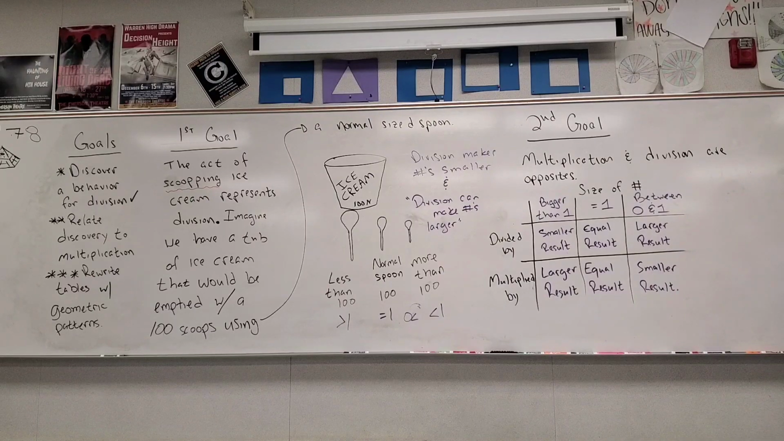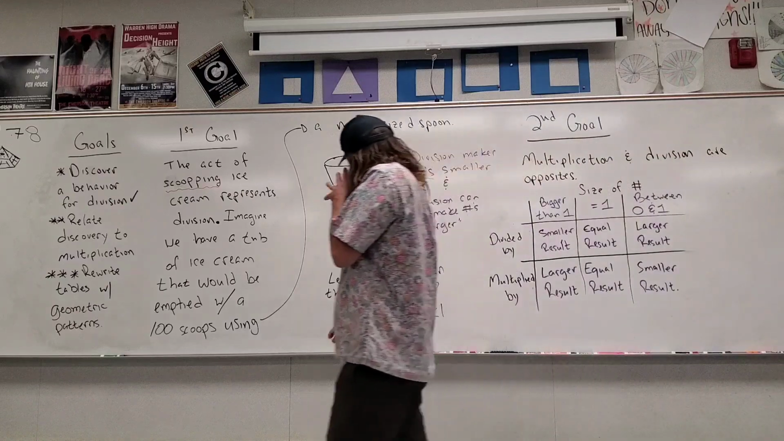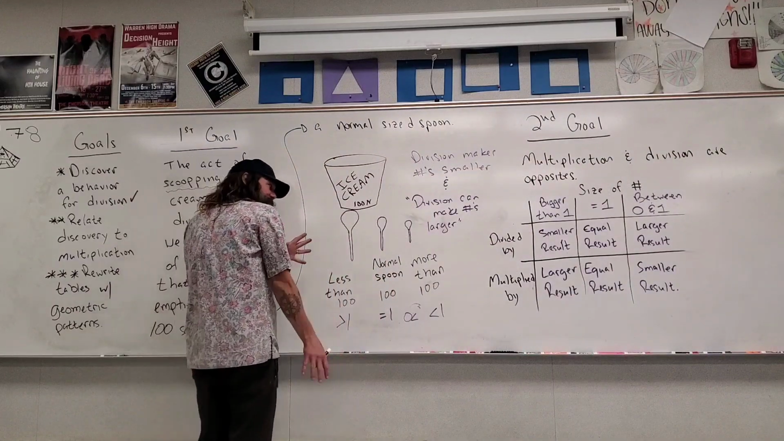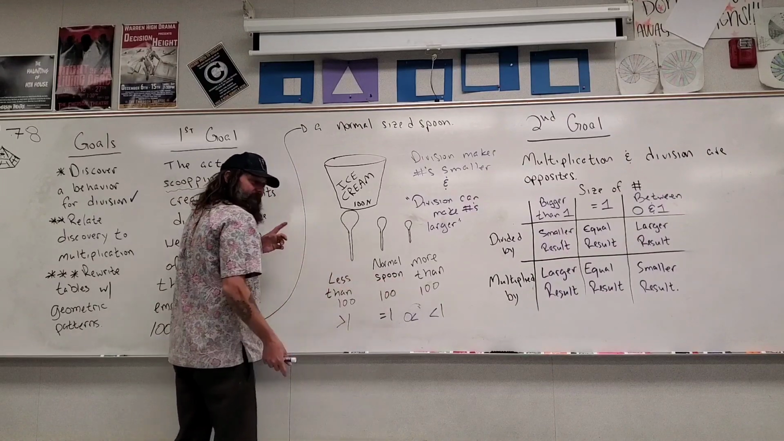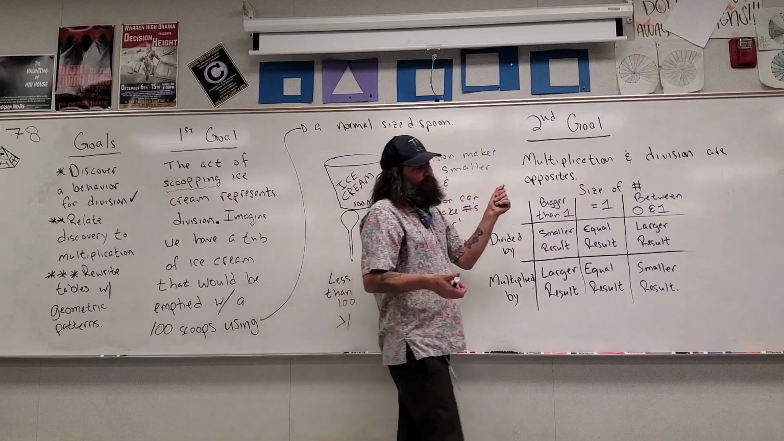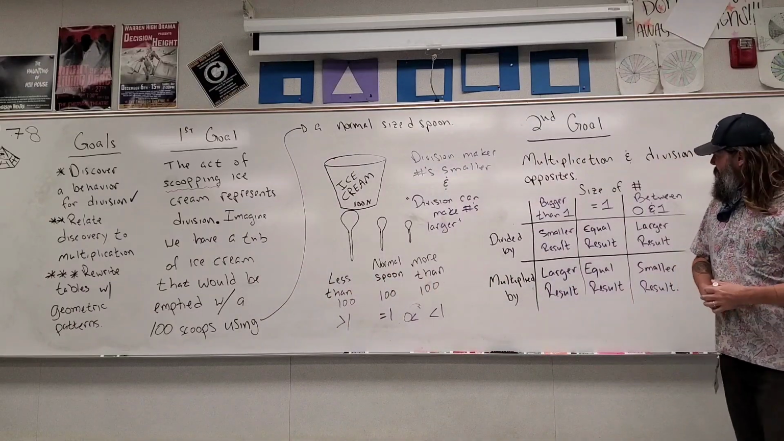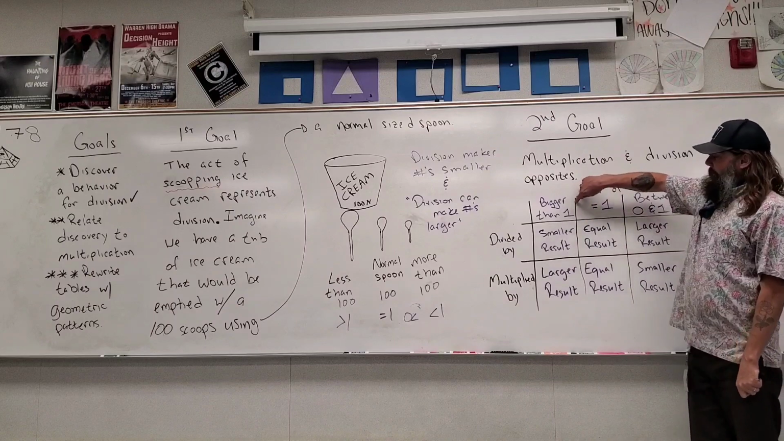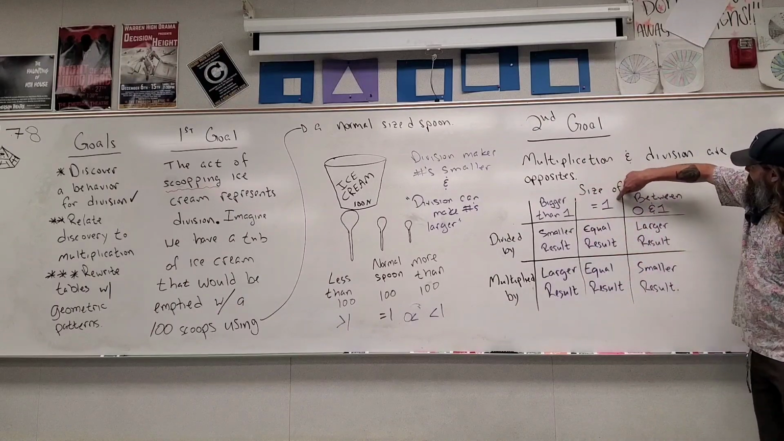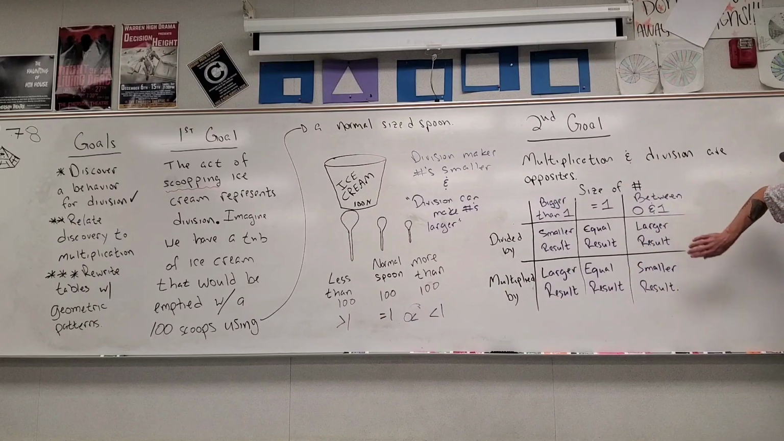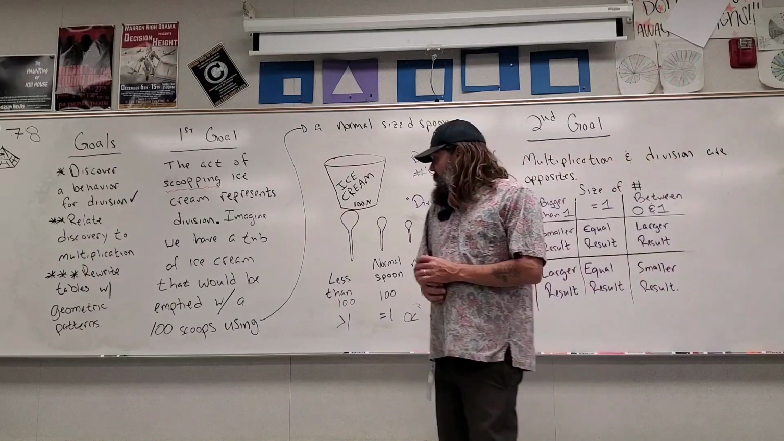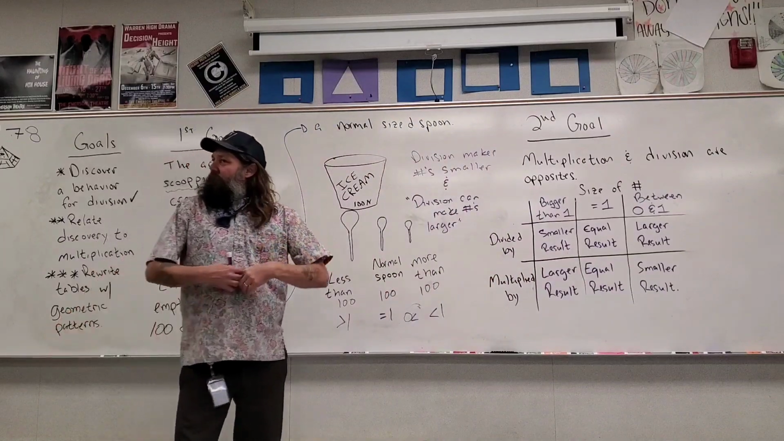So I wanted to use this story about scooping ice cream with 3 different spoon sizes to show you that we get 3 different behaviors. And then I wanted to relate that to multiplication, because multiplication and division are opposites. So again, if I multiply by a number larger than 1, I get a larger result. If I multiply by a number that's equal to 1, I get an equal result. And if I multiply by a number between 0 and 1, I get a smaller result. This is very important. Okay? And I'm sure that goes against what we assume: multiplying always makes numbers larger.